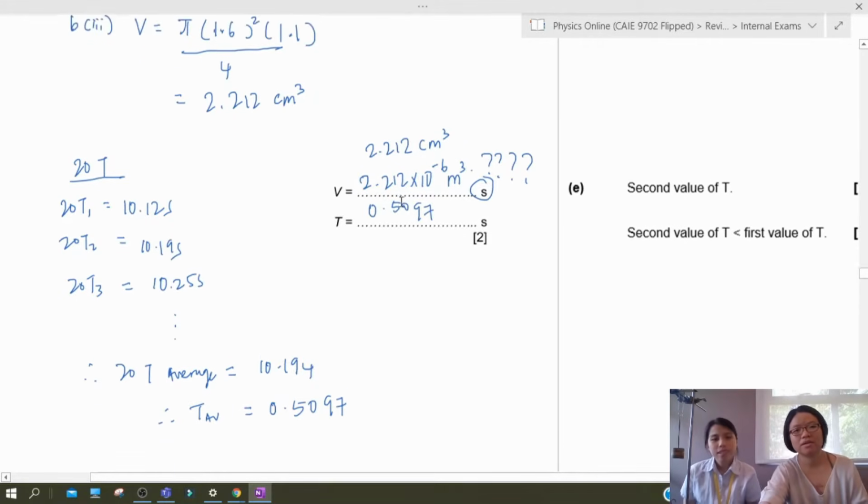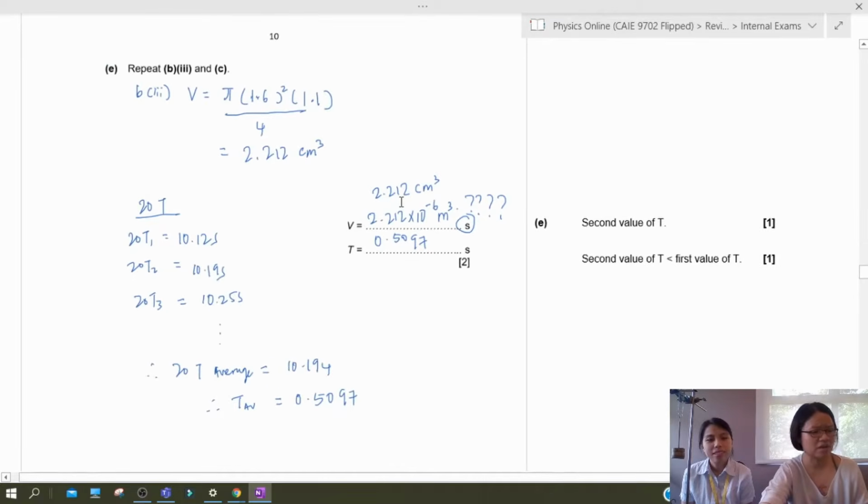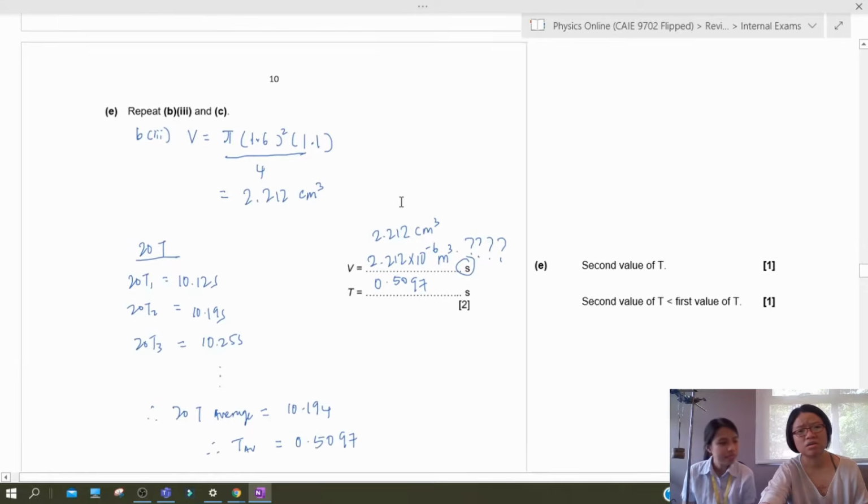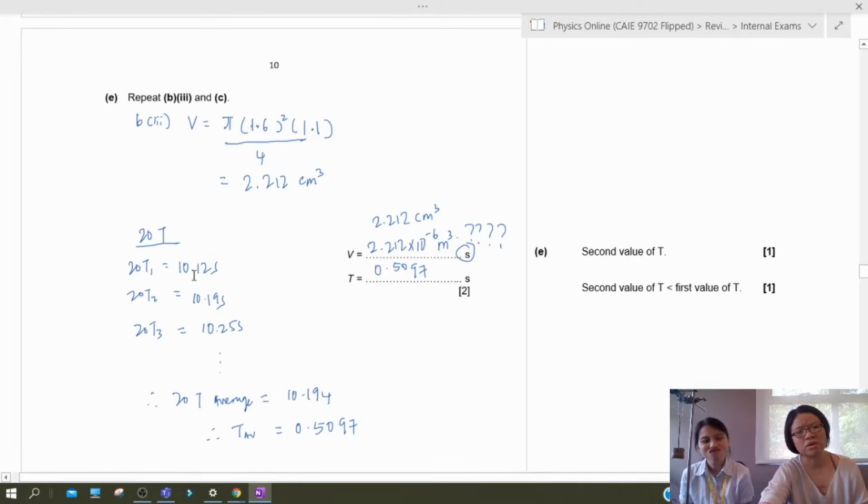Is this correct? Do we write the correct SF? I don't know. 4 SF correct, right? Well, based on all the time measurements being 4 SF, this one 4 SF should be okay. But this one a bit like too many SF. Never mind lah, I'm just going to remember that Ms Lee will scold me.